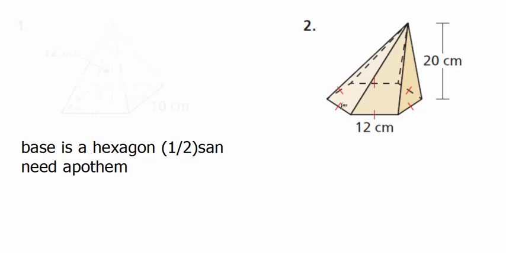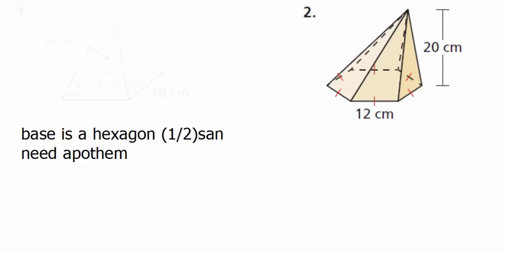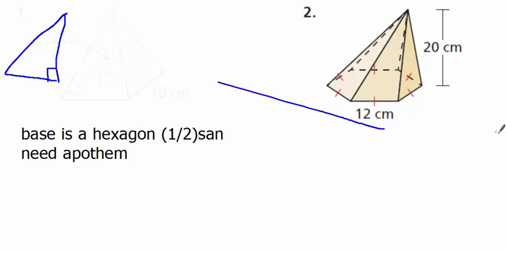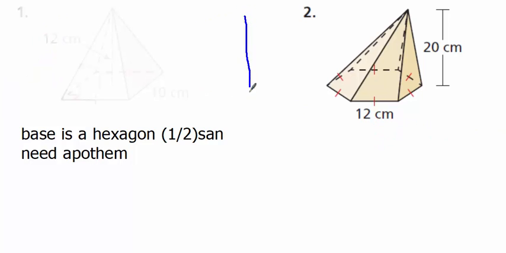If we take a look at this shape, the base is a hexagon, so we know we're going to use 1/2 Sap, but I don't have the apothem, so I need to find the apothem. And to do that, I want to take a look at the triangle that we make with the apothem and half of the sides. So this is going to be 6.